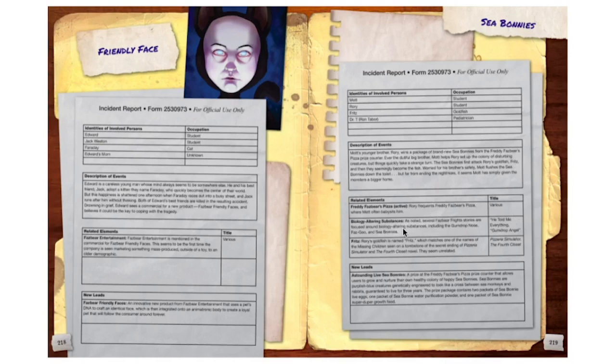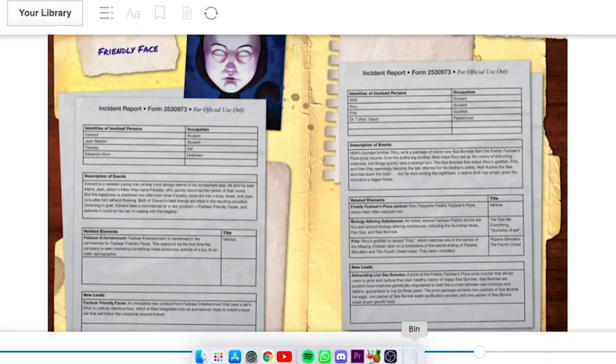Biology altering substances again. As noted, several Fazbear Frights stories are focused around biology altering substances, including the gumdrop nose, Fazgoo, and the Sea Bonnies. Fritz. Rory's goldfish is named Fritz, which matches one of the names of the missing children seen on a tombstone of the secret ending of Pizzeria Simulator and the Fourth Closet novel. They seem unrelated. Okay, there we go. There's kind of confirmation that the fish being named Fritz doesn't really matter with any theories or anything.